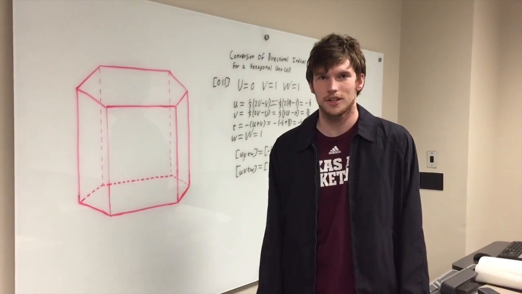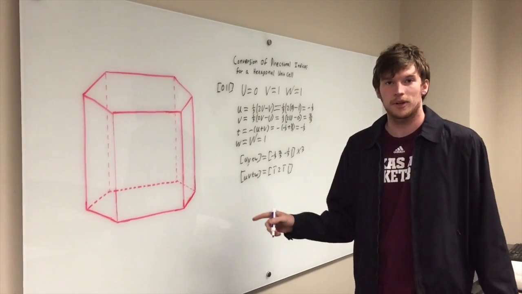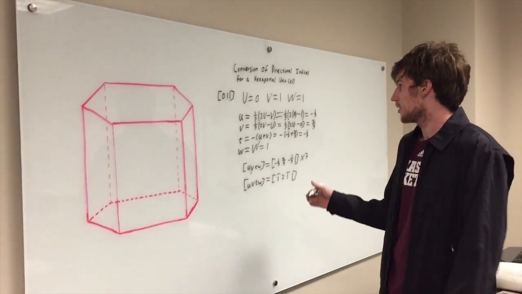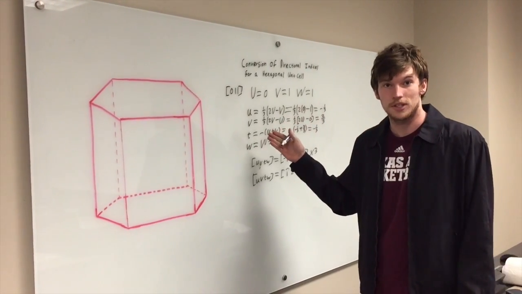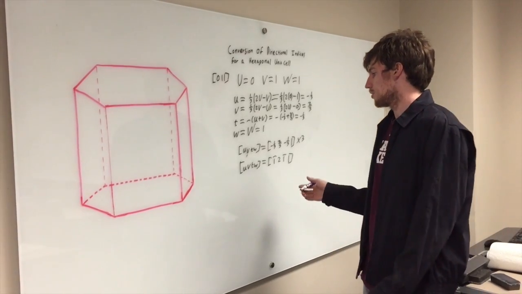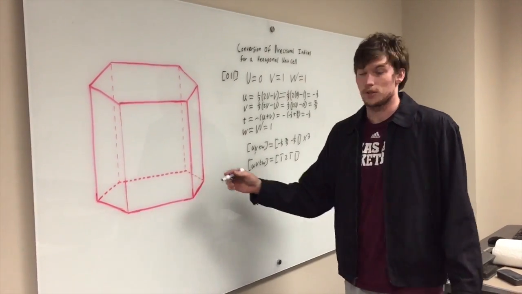I'm going to attempt to demonstrate how to graphically represent Miller-Bravais indices. Now, what you saw in the last segment was a conversion from Miller indices, which are used when dealing with cubic unit systems, to hexagonal coordinates. Now what I'm going to do is graphically represent them.